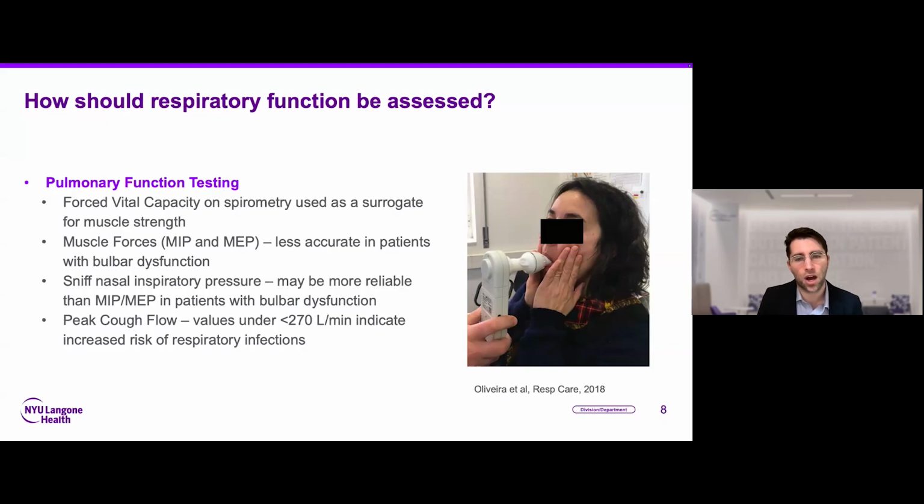I will say it is not widely used in the United States. I think it's more common in Europe, so most patients probably will not do a sniff nasal pressure test, but it is another option that is available in some centers for measuring respiratory function. And finally, there's another test called a peak cough flow. And the peak cough flow is important because, as I was discussing earlier, we are interested both in the strength of the muscles of inspiration, but also those muscles of expiration.